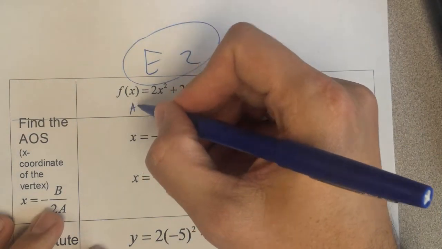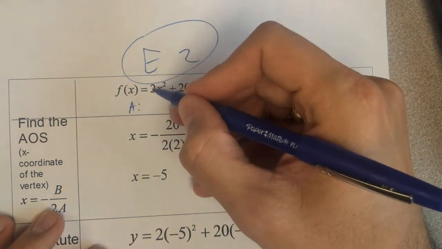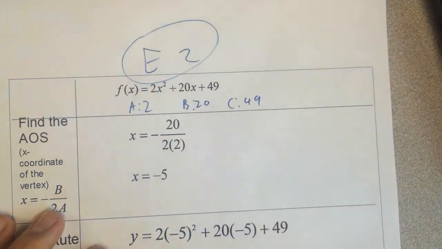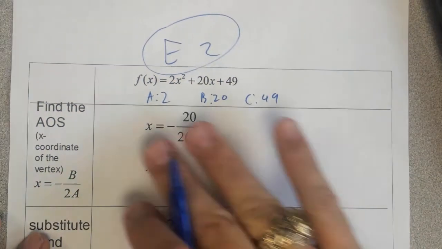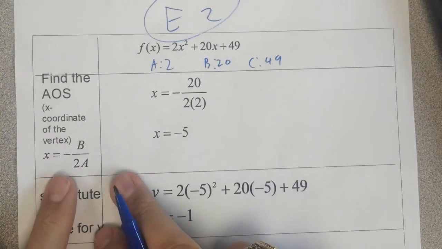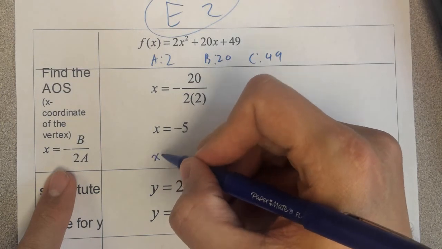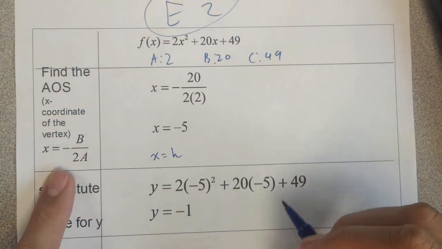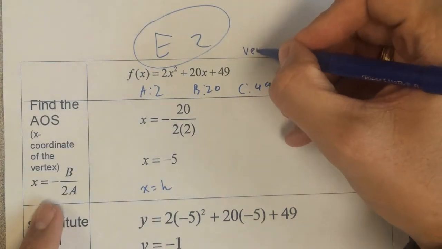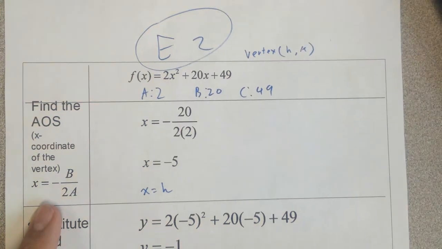Here's my first one. What I always like for you to do is identify A, B, and C. My A is this number here, my B is this 20, and my C is 49. This one we're totally not going to use the calculator at all. To find my axis of symmetry, remember, the axis of symmetry is x equals h. That is the same h for my vertex. Again, remember my vertex is (h, k).